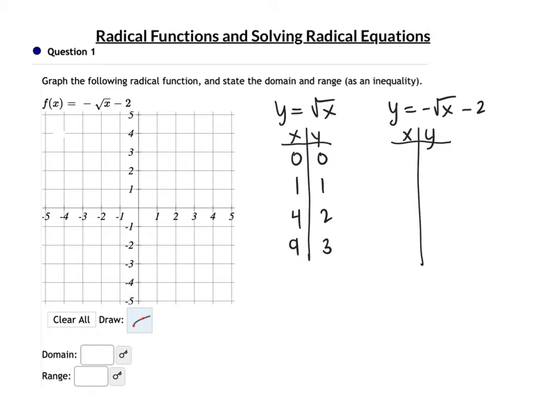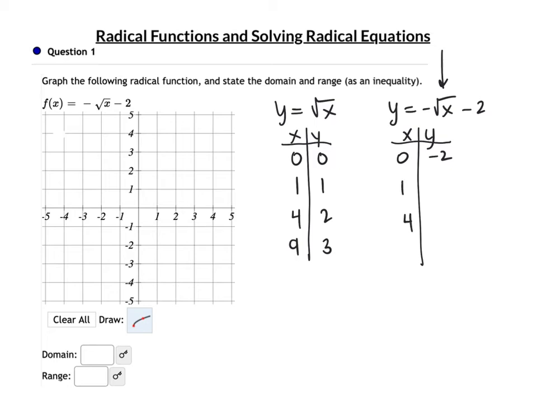Question 1. Graph the following radical function and state the domain and range of each as an inequality. These transformations are all vertical transformations. Y is going to be the opposite, and it's going to decrease by 2. So the opposite of 0 is 0. Decreased by 2 is negative 2.